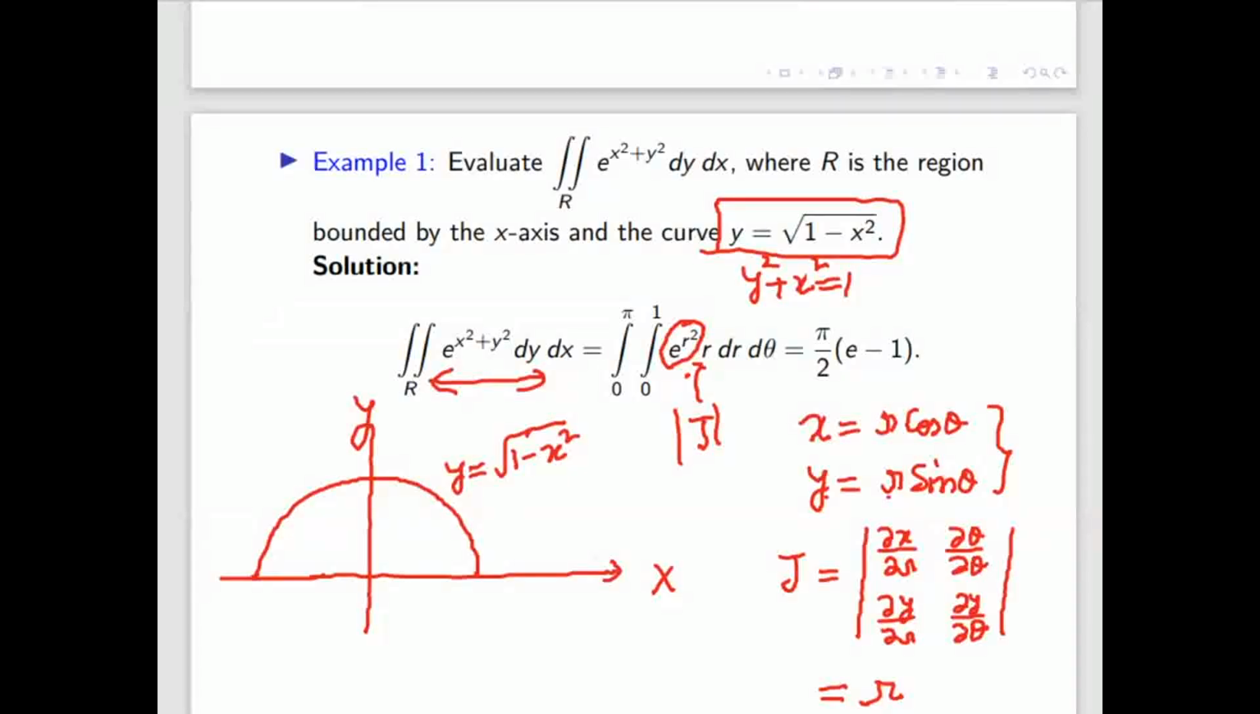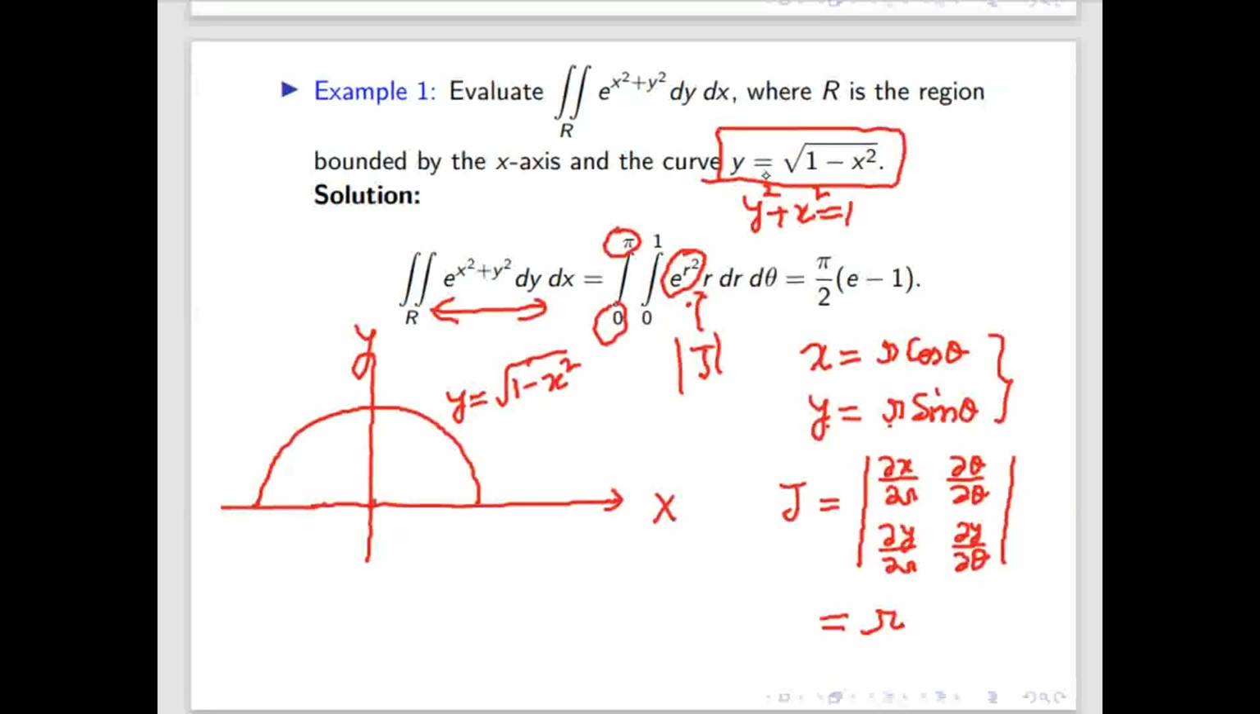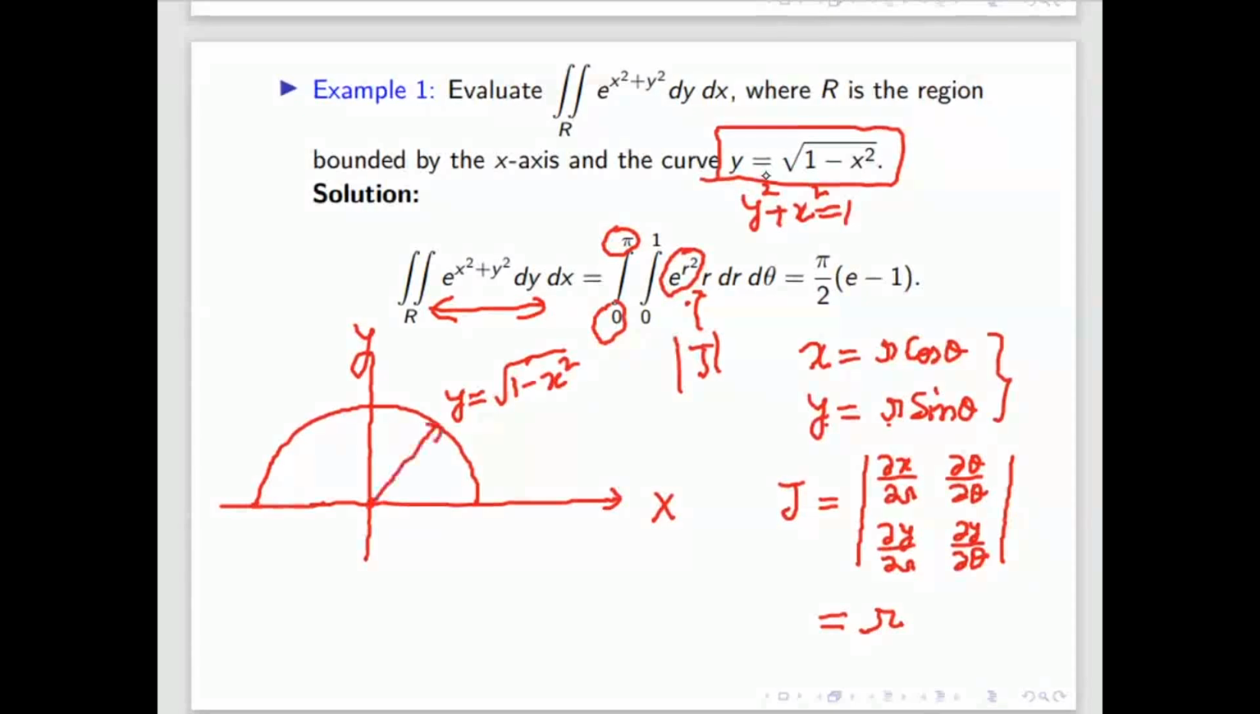Now come to the limits. What is the limit of r and what is the limit of theta? Theta will start from 0 and go up to pi, then only this whole region will be covered. So theta is from 0 to pi. Because it is a unit circle, r will start from the center, so r is from 0 to 1. Once you integrate, you will get the answer. The integration of e to the power r square, r dr d theta, is easy compared to the original problem. So by change of variable, or substitution method, you got the answer.